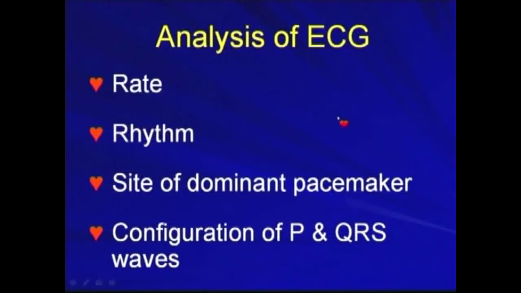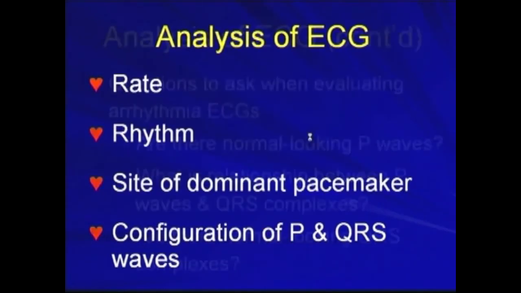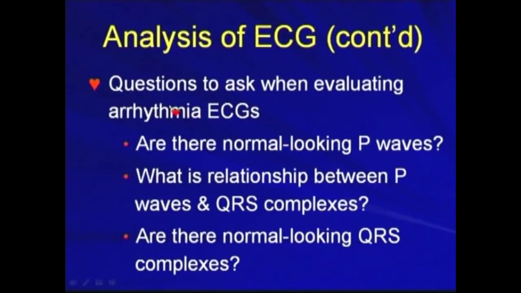When we analyze the ECG, it is important to look at the rate, the rhythm, and also the site of the dominant pacemaker. The configuration of the P and QRS complex is also important. Especially when you see an arrhythmia, you should ask yourself: are there normal-looking P waves? What is the relationship between the P wave and the QRS complexes? And are there normal-looking QRS complexes? These questions are important to answer if you want to elucidate the exact arrhythmia.